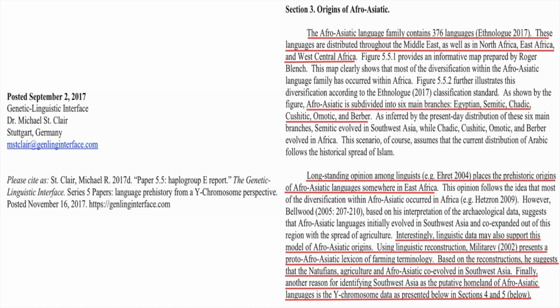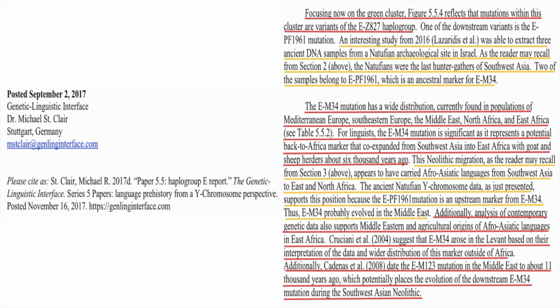Militarev 2002 presented a proto-Afro-Asiatic lexicon of farming terminology. Based on the reconstruction, he suggested that the Natufians, agriculture, and Afro-Asiatic co-evolved in Southwest Asia. Finally, another reason for identifying Southwest Asia as the probable homeland of Afro-Asiatic languages is the Y chromosome data as presented below in sections 4 and 5. So this is going to deal with the DNA.